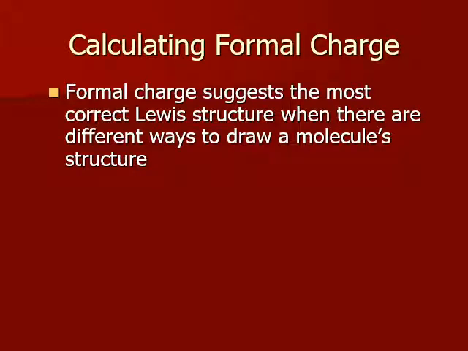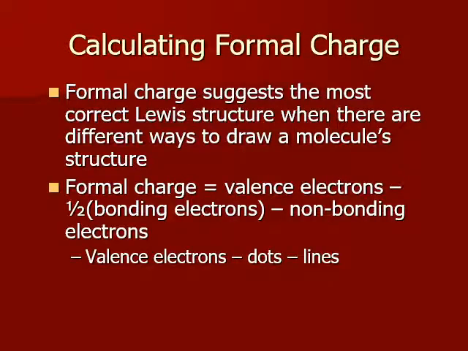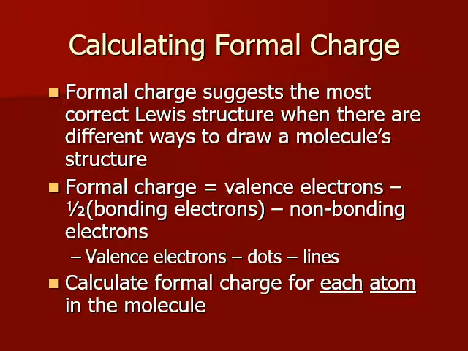So formal charge breaks the tie. It suggests the most correct Lewis structure when there are different ways to draw it. Formal charge is calculated by taking valence electrons minus half the bonding electrons minus the non-bonding electrons. This is on each atom. Now, rather than calculating 1/2 the bonding electrons all the time, we know that a bond represents 2 electrons, and that's a line in our Lewis structure. So what I do is I say valence electrons minus dots minus lines. We do this for each atom in a molecule.